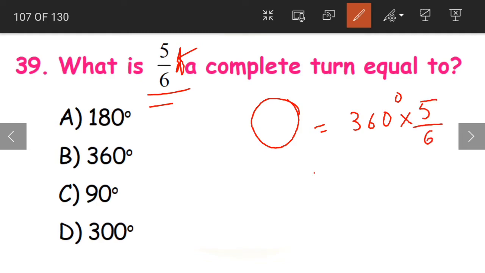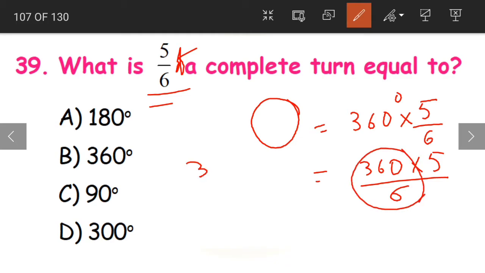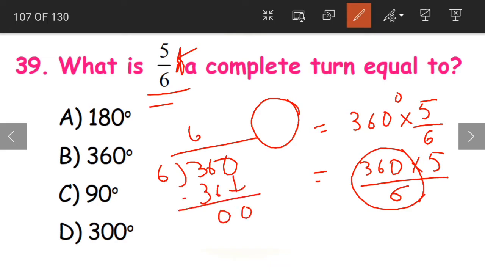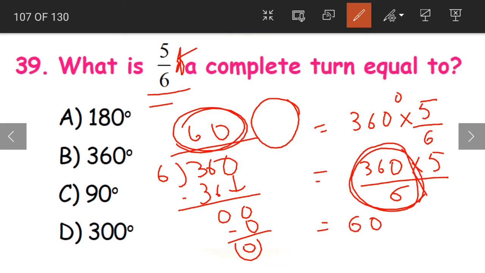So that is nothing but multiplied by 5 by 6. So 360 into 5 divided by 6. We can do this. 360 divided by 6. We have 6 6s are 36. When we subtract, 0 is remaining. 0 brought down. 6 zeros are 0. So what is this, children? 360 divided by 6 is equal to, our quotient is 60.